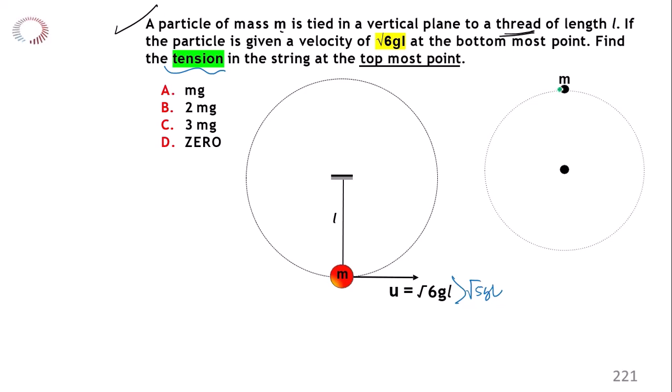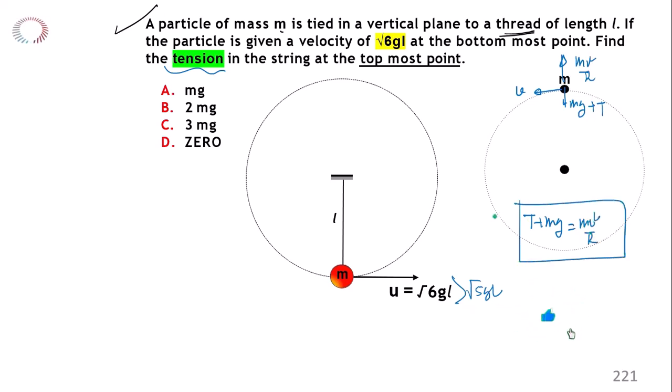So here let us say the particle is moving with a velocity v. Corresponding to that, this is the mg value. Corresponding to that, the tension will be acting downward. And here the particle has an mv square by r. So here capital T plus mg should be equal to mv square by r. So from this relation I want to calculate the tension value. But for that I should know the velocity v at that particular point.